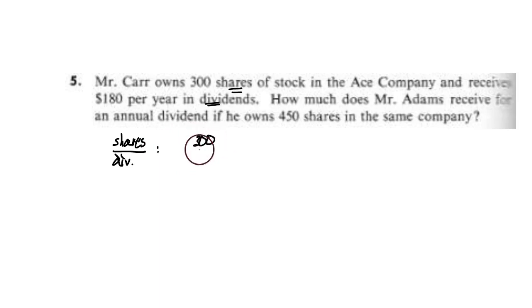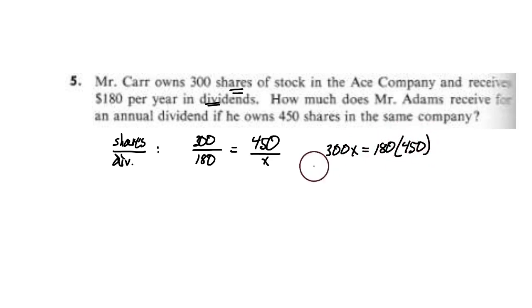So 300 shares of stock produces $180 in dividends. If we have 450 shares of stock, that would produce X dollars of dividend. I'm going to solve this with cross multiplication. 300 times the X is equal to 180 times the 450. And divide both sides by 300 to get the X alone. The result is 270. The letter X is representing amount of dividends, so we need a dollar sign with our 270.